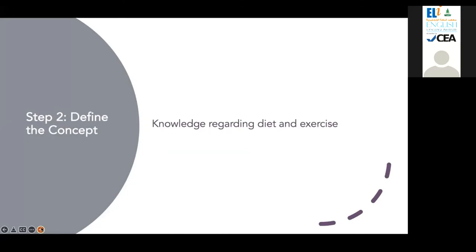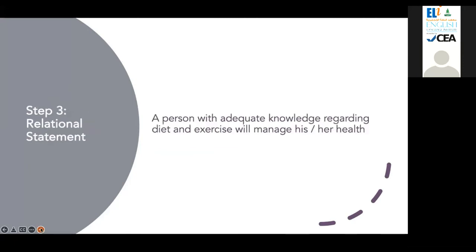And then you need to define the concepts that are related to your research. In this case, knowledge regarding diet and exercise. So you need to define that, establish the right description or the right definition for that.